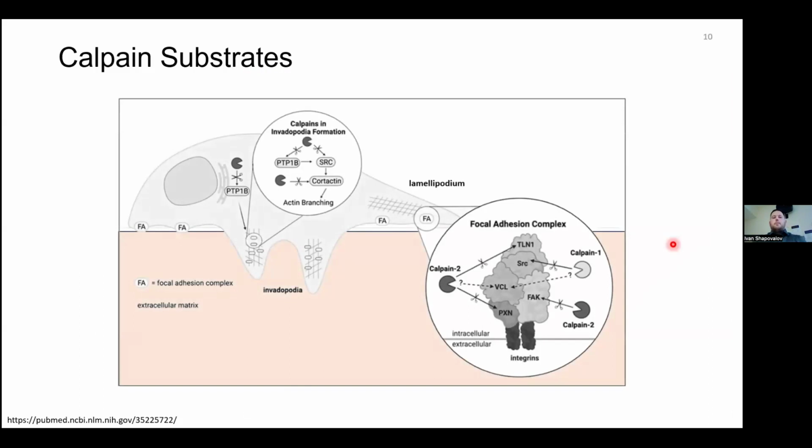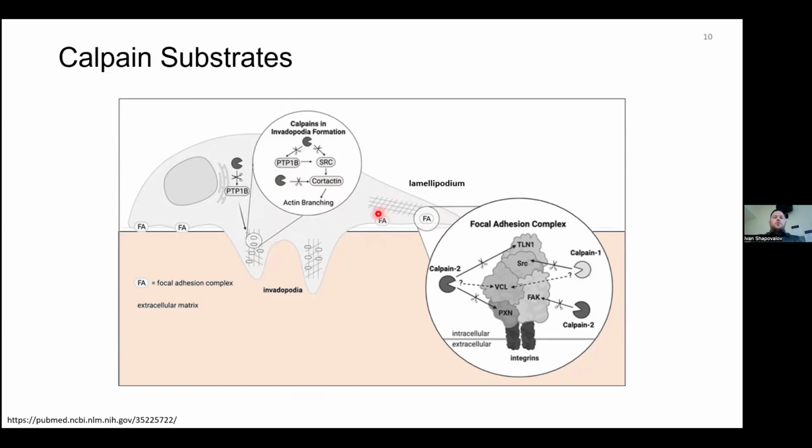Most importantly for my project, Calpain can cleave proteins at the cortical membrane. For example, when Calpain cleaves protein tyrosine phosphatase 1B or Src kinase or cortactin, that affects actin branching and polymerization. And those processes are important for formation of invadopodia and lamellipodia, which are in turn important for cell motility.